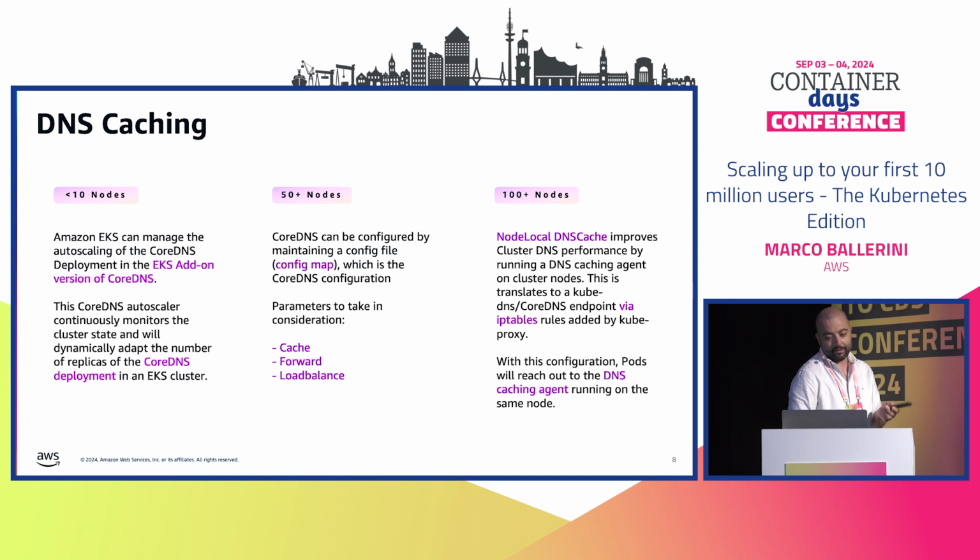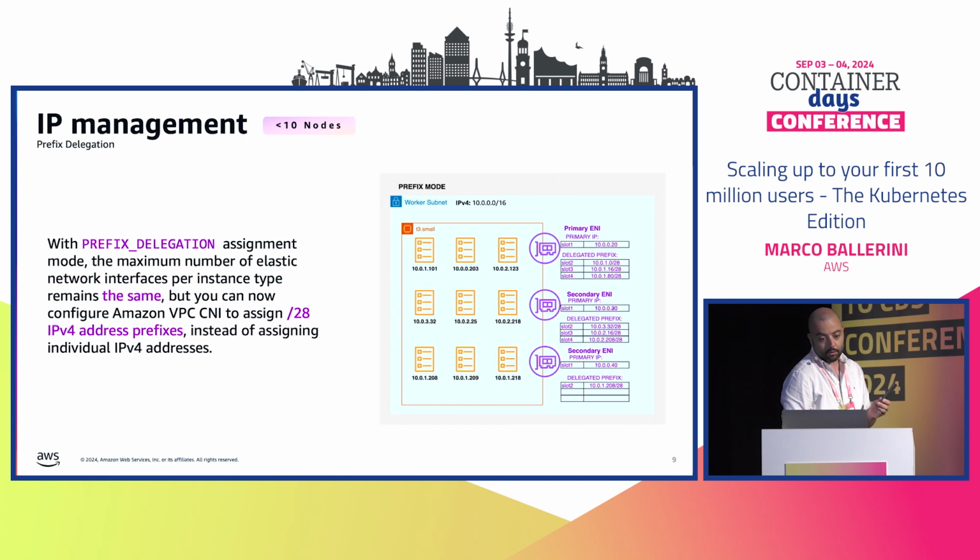So next slide is about networking, and it's a bit complex, so I split it into 3 slides, but it follows the same principle: 10, 50, and 100 plus nodes. So when you have 10 nodes, to be fair, there is nothing you need to do. I mean, this is a nice feature we have, for example, with prefix delegation, but the only thing that you need to do is pay attention to the size of your VPC.